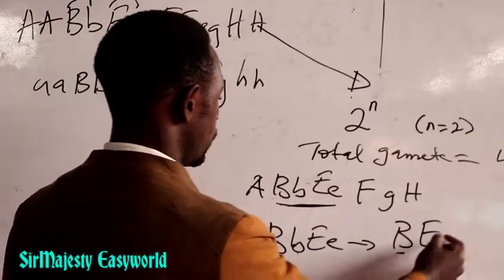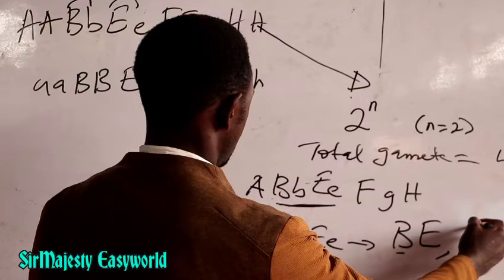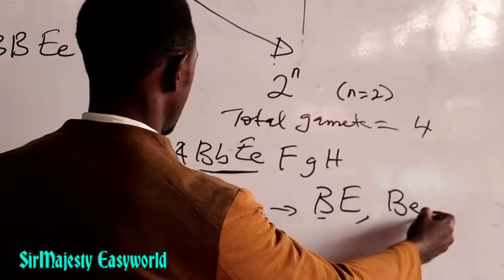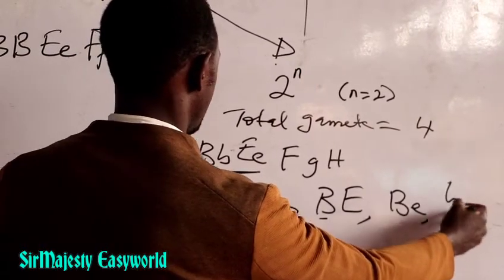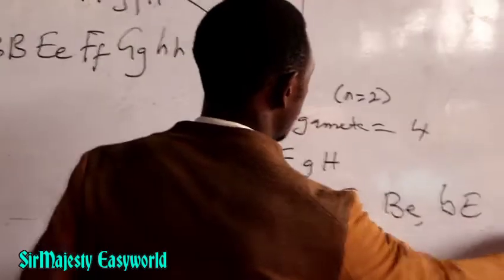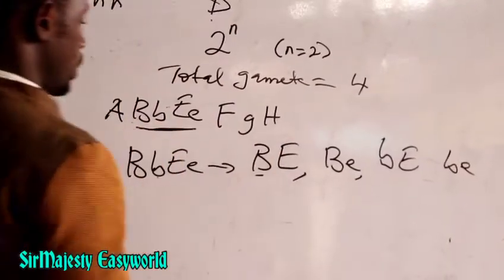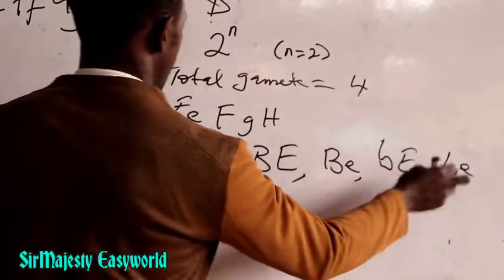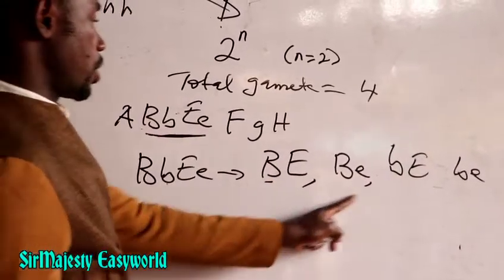Then you have also capital letter B, small letter E. Then we can have small letter B, capital letter E. Then we can have now B, E, T. That's small letter, small letter. So you have 1, 2, 3, and 4. So these are the 4 possible gametes.